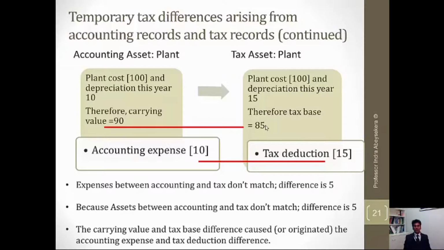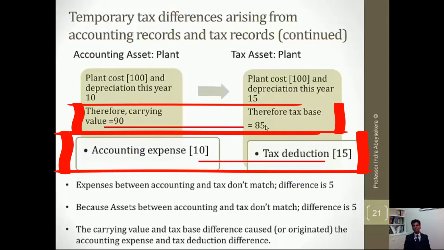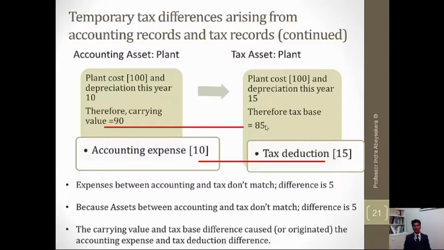So the depreciation was a result of the carrying value for accounting, and the tax depreciation was a result of the tax base. When the carrying value changes and when the tax base changes, depreciation changes. When the carrying value changes, accounting depreciation changes. When the tax base changes, the tax deduction changes. So what we can say is the result that we have reported in the income statement originates from the asset on the balance sheet. So the point of origin is the balance sheet.